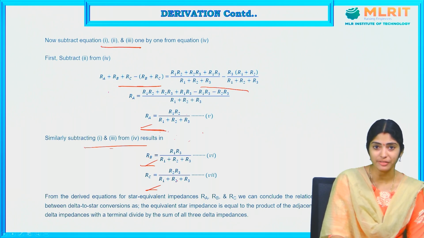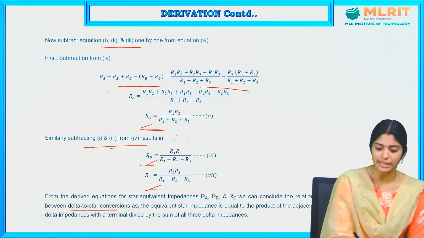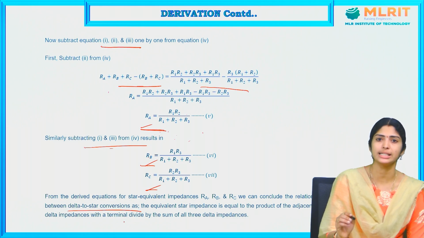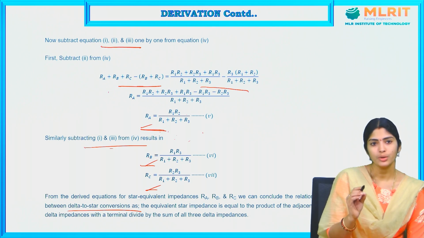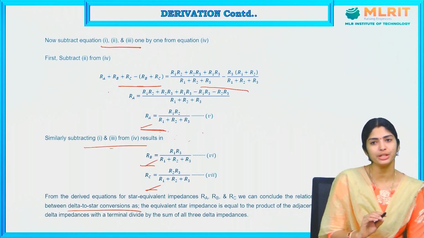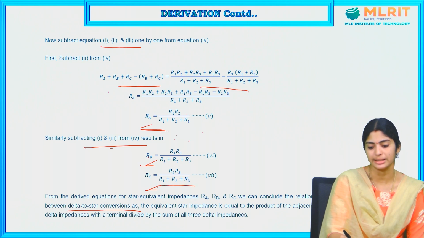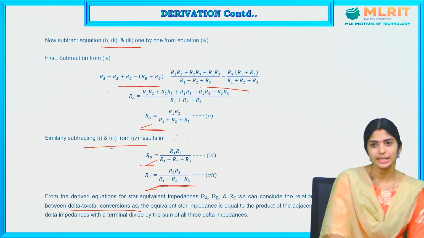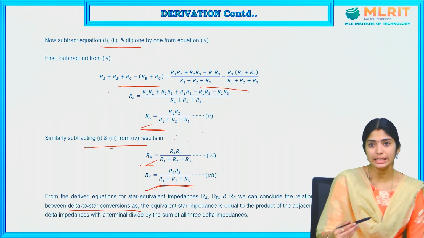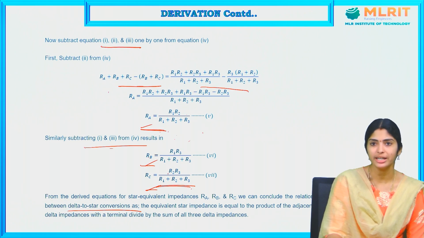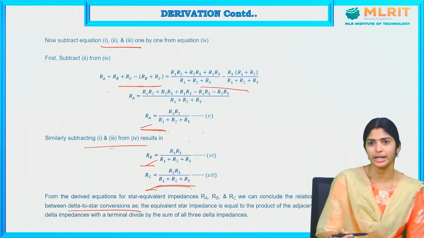From the derived equations for star equivalent resistances RA, RB and RC, we can conclude the relation between delta and star: the equivalent star impedance is equal to the product of adjacent delta impedances connected to a terminal, divided by the sum of the three delta impedances. These three are the delta impedances, R1, R2 and R3. Whether we consider impedances or resistances, the equations are the same. If they ask us to write in terms of impedances, replace R with Z; if in terms of resistances, simply write R.